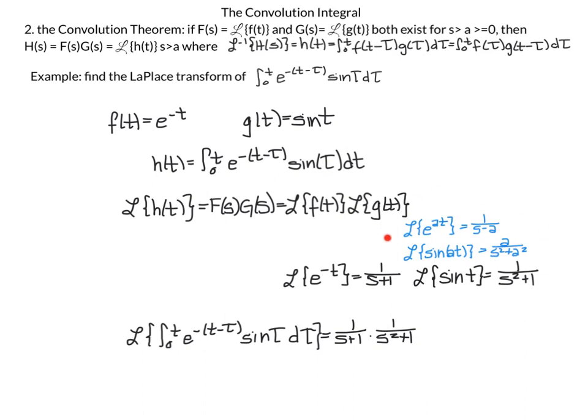Using these formulas from my table of Laplace transforms, I can find the Laplace transform of f of t, which is e to the minus t, is equal to 1 over s plus 1, and the Laplace transform of g of t, which is sine of t, is equal to, using this formula, 1 over s squared plus 1. So the Laplace transform of h of t, which is equal to the integral, that's our problem, is equal to F of s times G of s. So I have 1 over s plus 1 times 1 over s squared plus 1. So this is our final answer here.